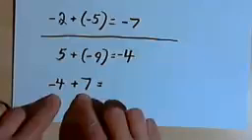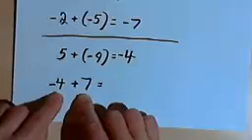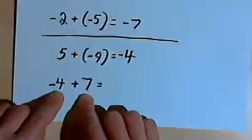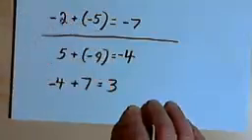Here's another one. I've got negative 4 plus 7. So the signs are different. I'm going to take the difference of 4 and 7. The difference of 4 and 7 is 3. And now I have to decide what sign that'll have. Well, 7 is bigger than 4, and 7 is positive. So my answer will be positive. It'll be a positive 3. Okay, so that's basically how addition works.